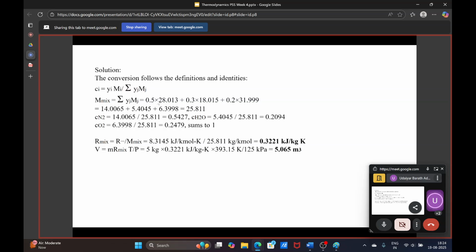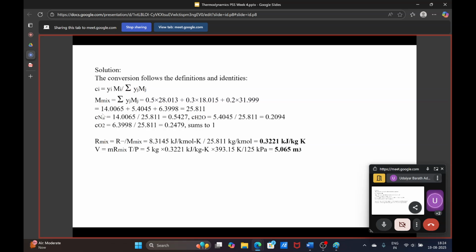First is nitrogen, the molar mass is 28, with 0.5 mole fraction. So 0.5 into 28, plus 0.3 of water into the molar mass of water, 18 (H2O: O is 16 plus H2 is 2), plus 0.2 of O2. O2 is 16 into 2, 32, so 0.2 into 32. Summing it up, we get the molar mass of the mixture to be 25.811. Using this, now we can estimate the mass fractions.